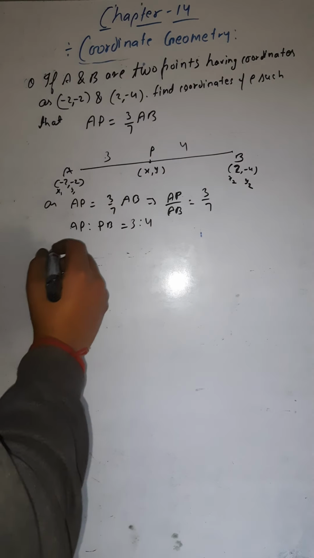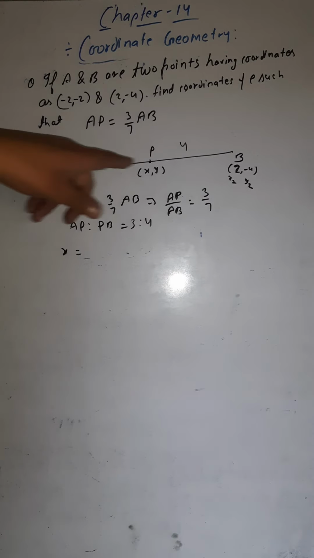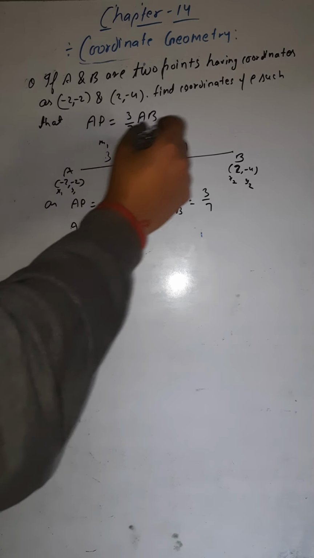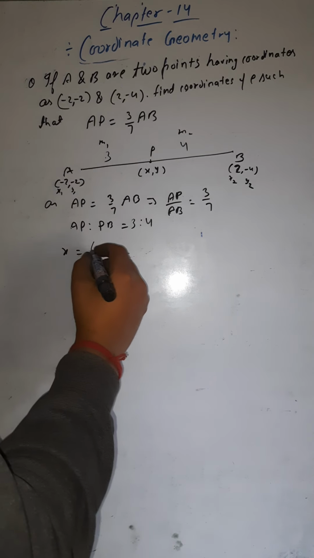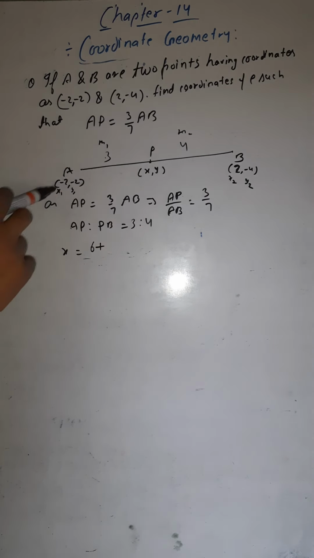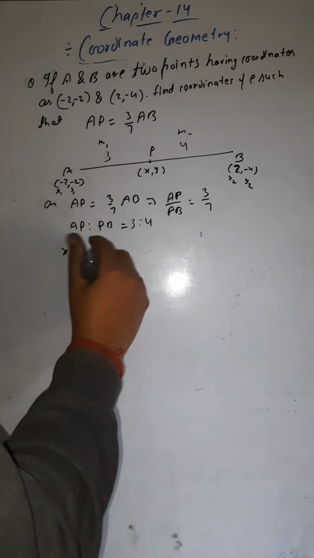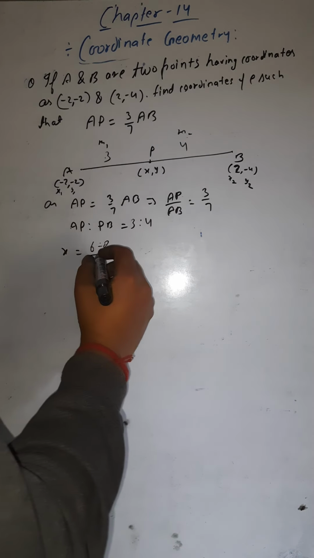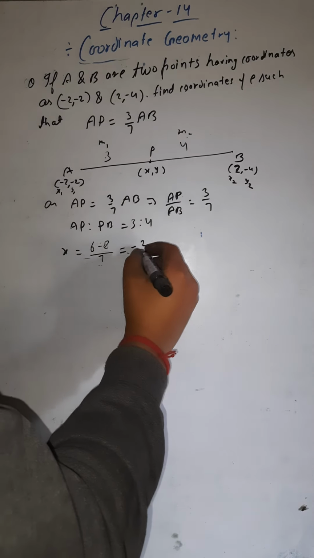Using the section formula, coordinates of P, x would be equal to, we know the formula for x. x is m1 x2 plus m2 x1, where this is m1 and this is m2. So m1 x2 means 3 times 2, just 6, plus m2 x1 means 4 times minus 2, 8, minus 8. So minus 8, divided by m1 plus m2 means 3 plus 4, that is 7. So the value of x would be 6 minus 8, minus 2 by 7.